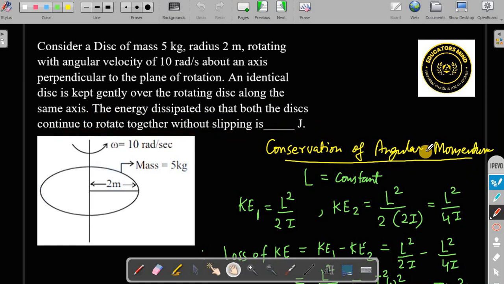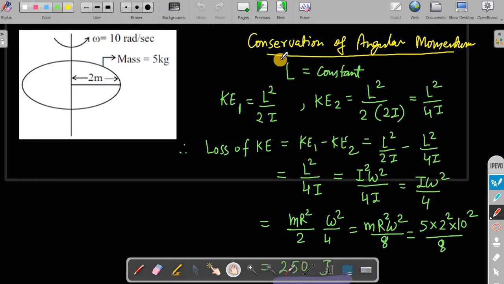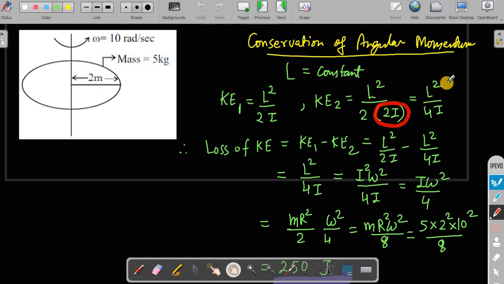So there is some loss of energy happening in this process. What is the loss of energy? We can try to calculate using conservation of angular momentum. First of all, when you are adding gently, the angular momentum will remain conserved, right? The initial kinetic energy is L square by 2I, the final kinetic energy is L square by 2 times 2I. Inertia has become double because there are two disks now. Angular momentum doesn't change, but inertia has doubled, so L square by 4I. Loss of kinetic energy is initial minus final, which gives L square by 4I.